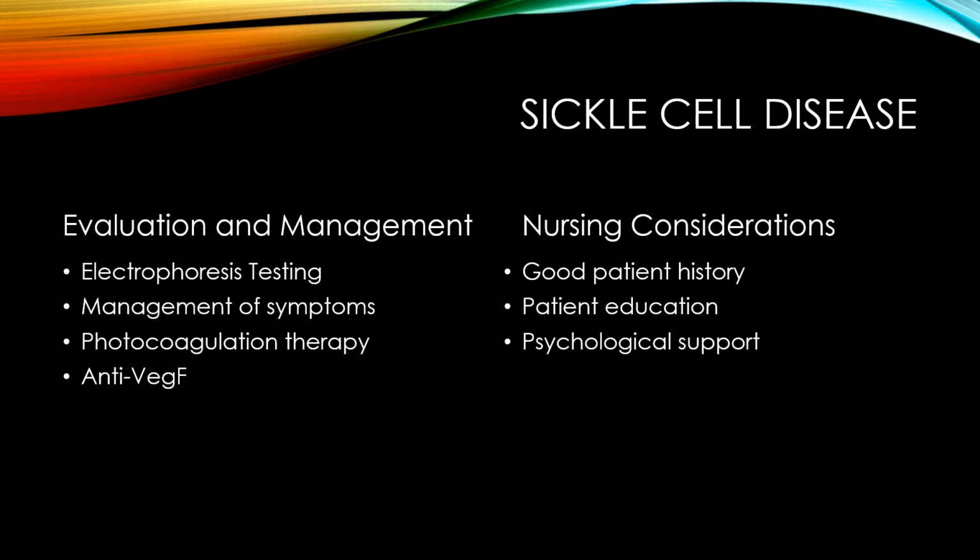Our evaluation and management of sickle cell disease. In general, diagnosis of this disease is made by positive sickle cell electrophoresis testing. Ocular complications are confirmed, again, by direct and indirect ophthalmoscopy. There's really not a lot of prophylactic treatment that's been shown to be effective, and treatment is really related to the stage of the disease. Management of sickle cell disease usually involves blood transfusion, treatment of symptoms, and treatment of pain.